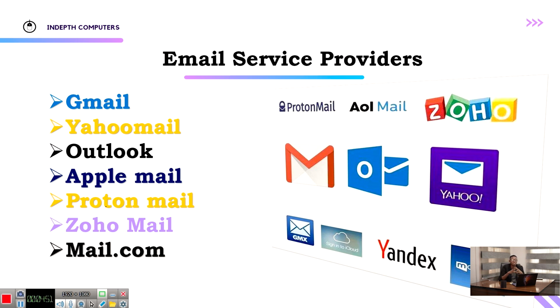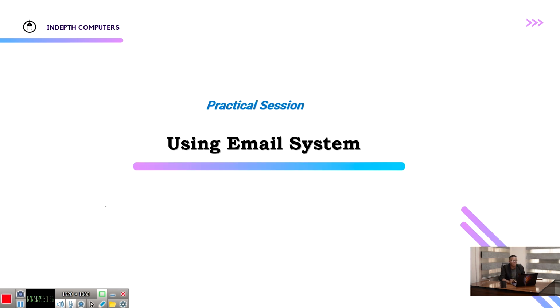Now, the most popular email service provider we have today is Gmail, also known as Google Mail. After that, we have Yahoo Mail, Outlook, Apple Mail, Proton Mail, Zoho Mail, and Mail.com. All these are email providers that we have on the internet. And the most common and the most powerful one that we have today is Gmail, and that is exactly what we are going to be using in this class.